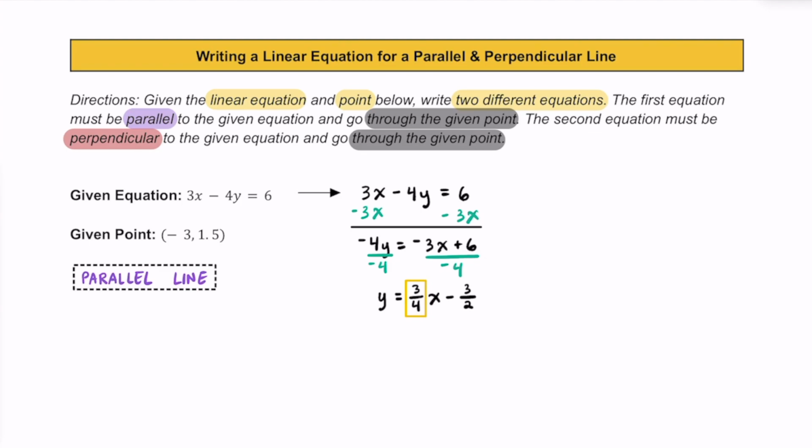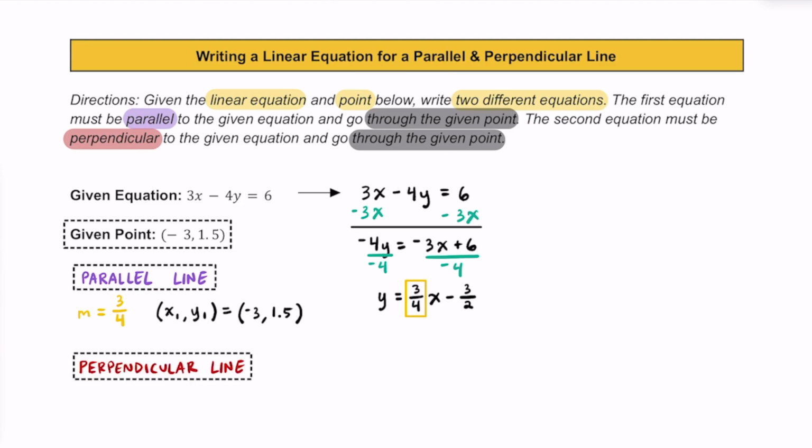In order to write the equation of a parallel line to this equation over here, we're going to need to use the fact that the slope of this parallel line is going to also be 3/4. But we also have to make sure that this line goes through this point of negative 3, 1.5. On the other hand, for our perpendicular line, while it also needs to go through this point of negative 3, 1.5, we have to make sure that we don't use the same slope here, rather we use the opposite reciprocal slope. So the reciprocal is going to be 4 over 3, and the opposite is going to make it a negative 4 over 3 for that slope of the perpendicular line.